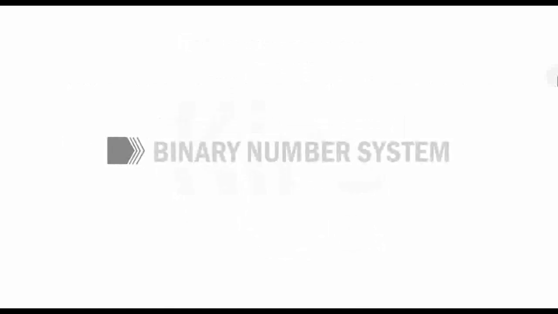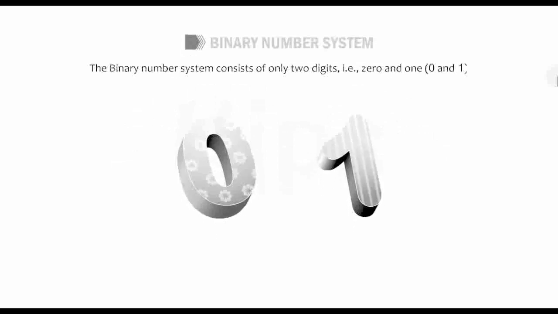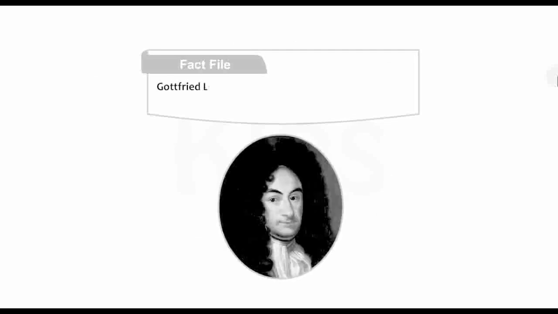Students, now let's find out about the binary number system. The binary number system consists of only two digits, that is 0 and 1. Since this system uses two digits, it has the base 2. All digital computers use this number system and convert the input data from the decimal format into its binary equivalent. Students, do you know that Gottfried Leibniz, a German mathematician, is credited with the invention of the modern binary number system? Now students, why should we use binary?